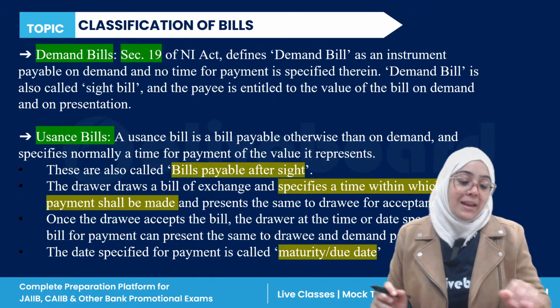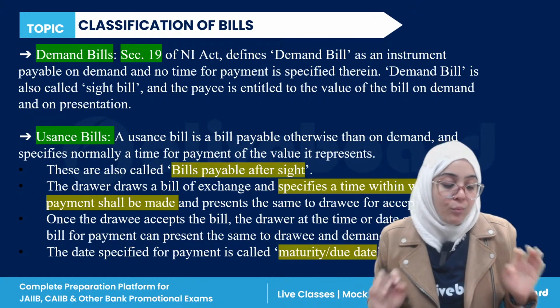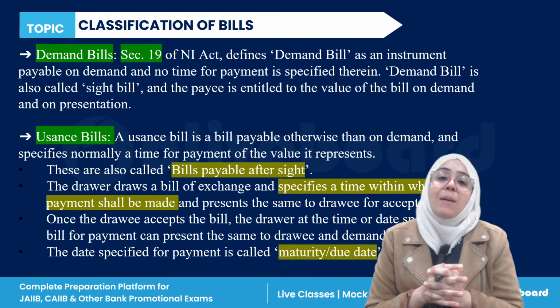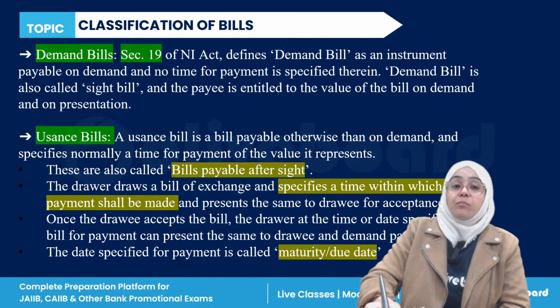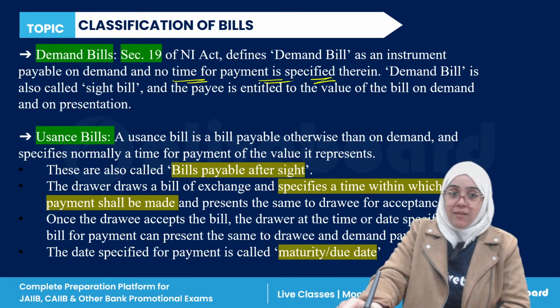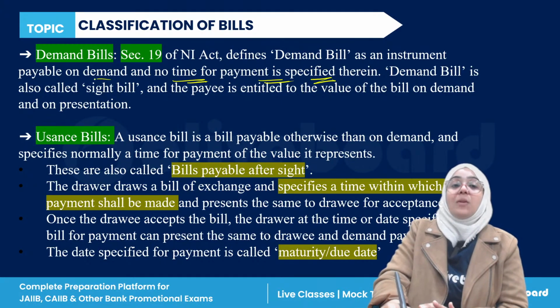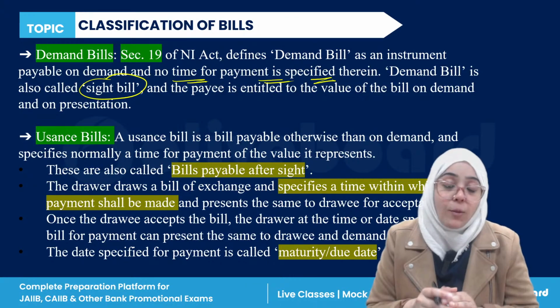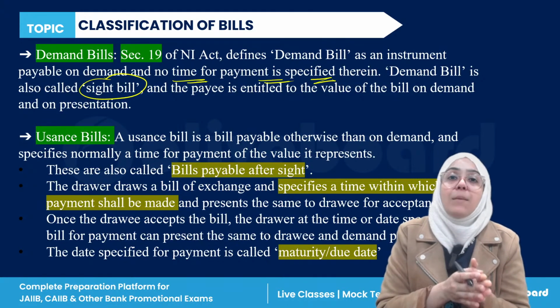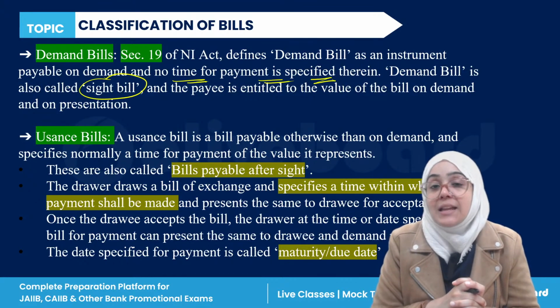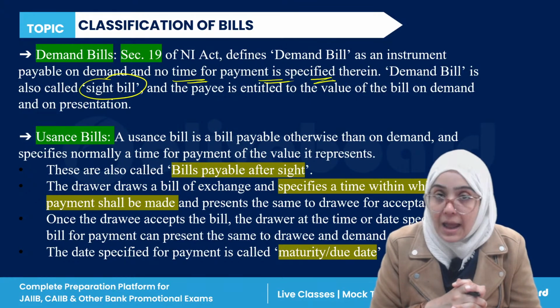Now, demand bill, very easy, very simple. Demand bill means when a specific date of payment is not defined, when there is no time period specified for the payment. A demand bill is also known as a sight bill, meaning whenever the payee presents it for payment, you have to make the payment to the payee. This is under Section 19 of the Negotiable Instruments Act.